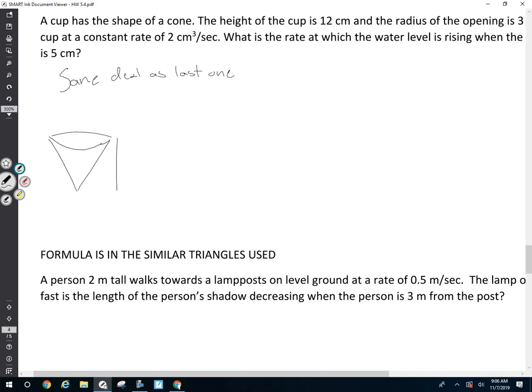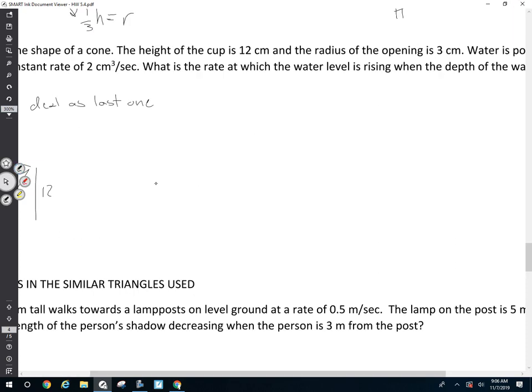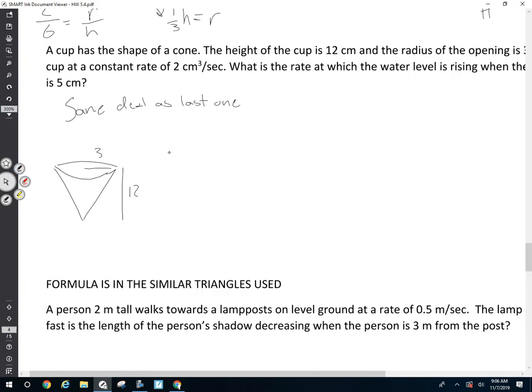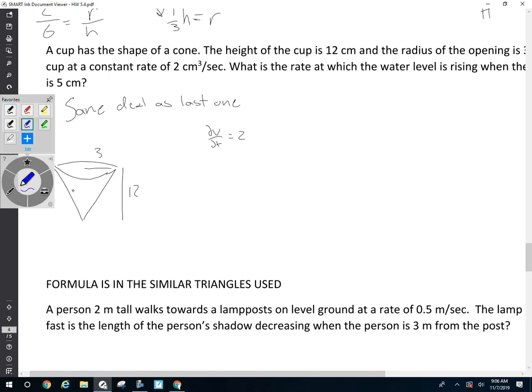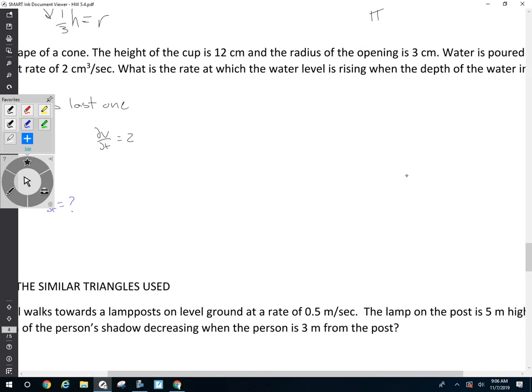Height of the cup is 12. Radius of the opening is 3. Water is poured into the cup. dV/dt is equal to 2. At what rate is the water level rising? So we got water in this cup. It's rising. So I'm trying to find dh/dt for the water, when the depth of the water is 5 centimeters.